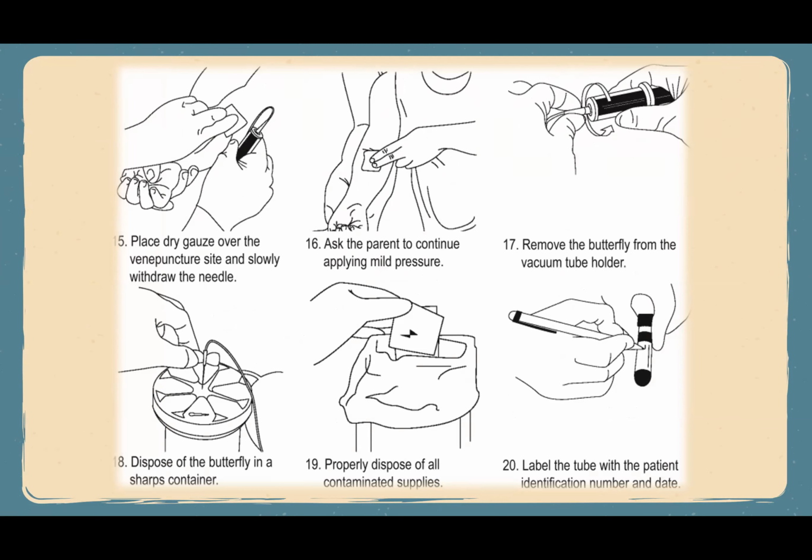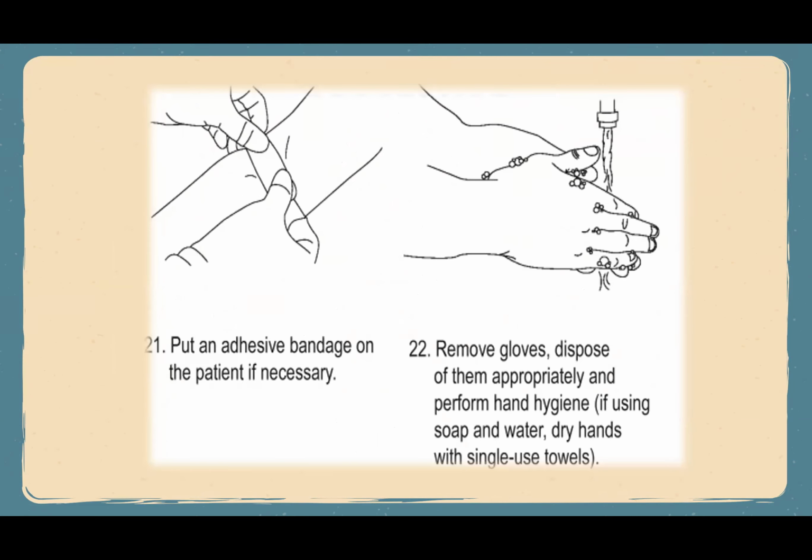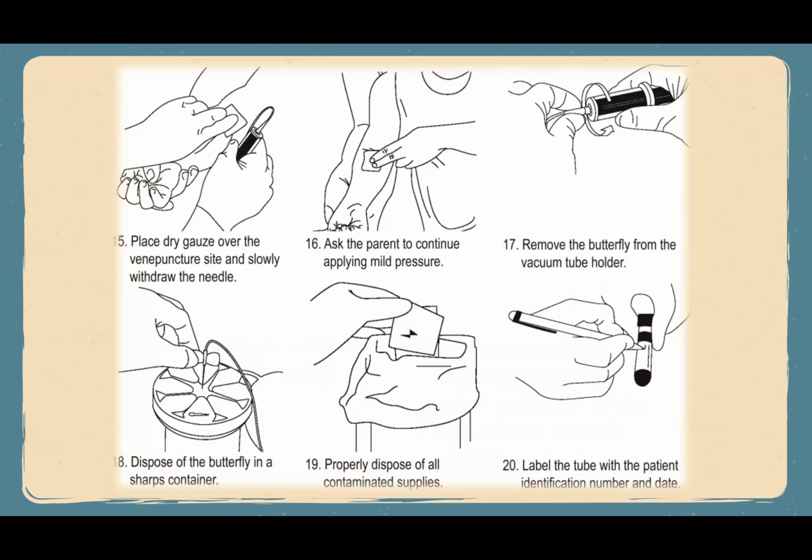And then we need to label the tube with the patient identification number and date. We need to put an adhesive bandage on the patient if it is necessary. And we need to remove our gloves, dispose of them appropriately, and also we need to perform hand hygiene at the end. So that's all for venipuncture.